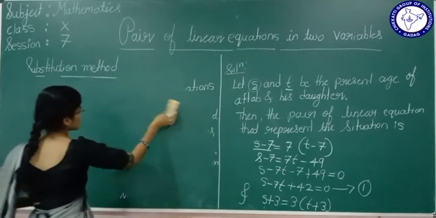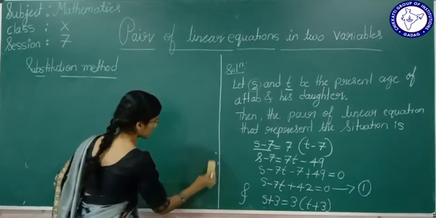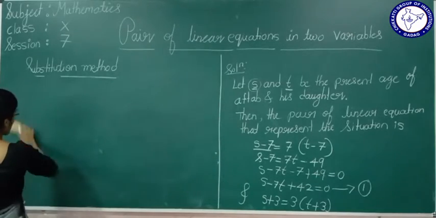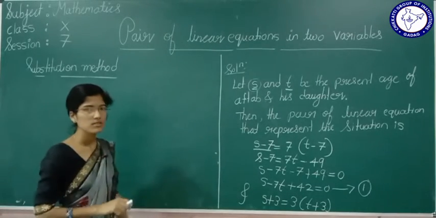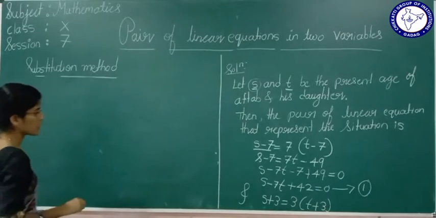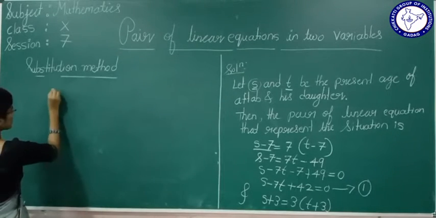We have to find out the solution. Okay, we have to find out the present age of Aftab and his daughter. Okay, so second equation here, simplify that.